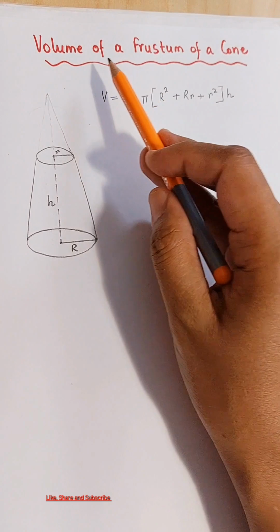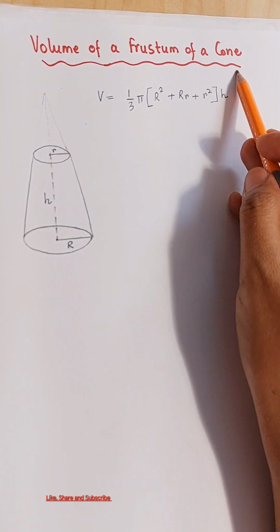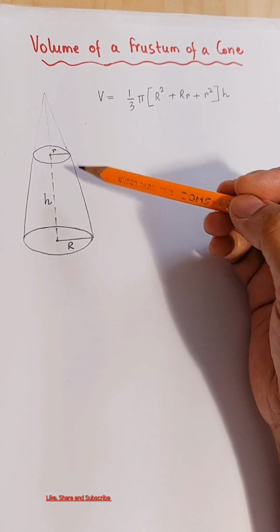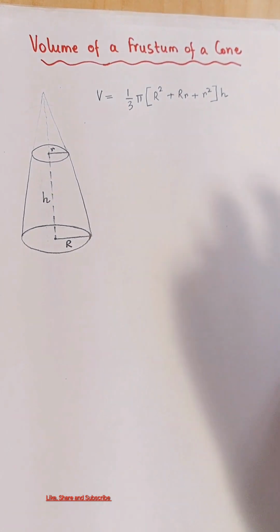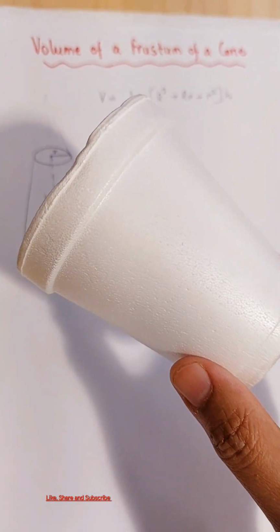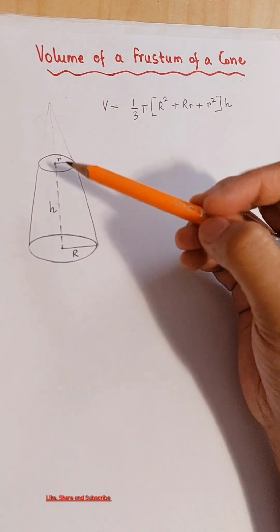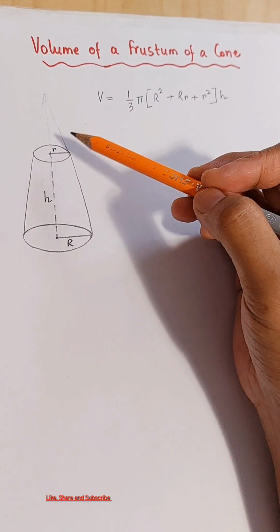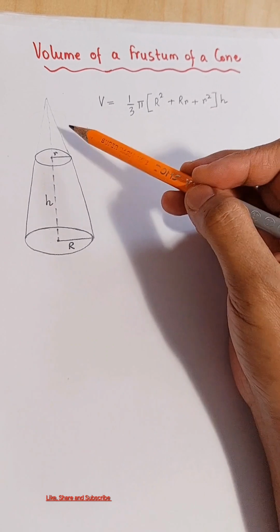Here we will look at volume of a frustum of a cone. So by frustum, we are looking at shapes like this. It is something like that. As we can see, it is part of a cone from which the tip has been chopped off.